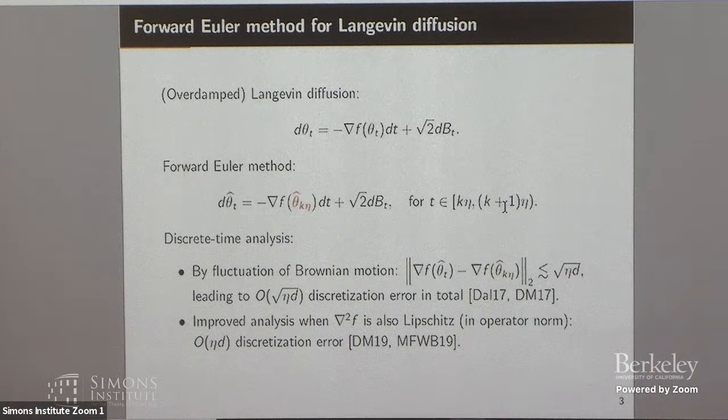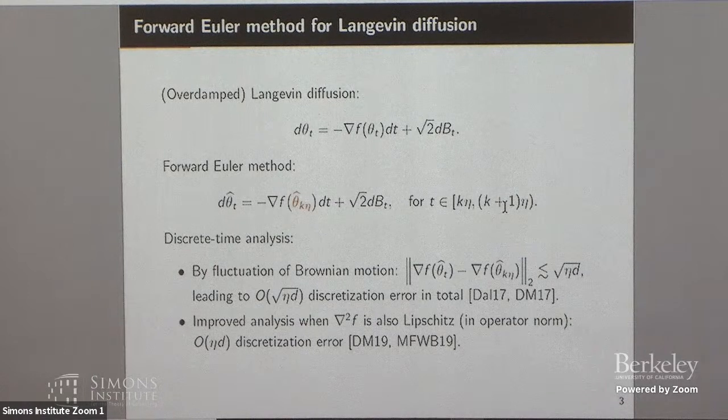So where does the discretization error for this algorithm mainly come from? Basically, you replace theta t by theta k eta, the point at the initial state, and the difference between these two is of order root eta d, because you drive it by a d-dimensional Brownian motion, and its fluctuation is of order root eta. So this leads to an order root eta d discretization error. If you don't make any other assumption, this is very classical work.